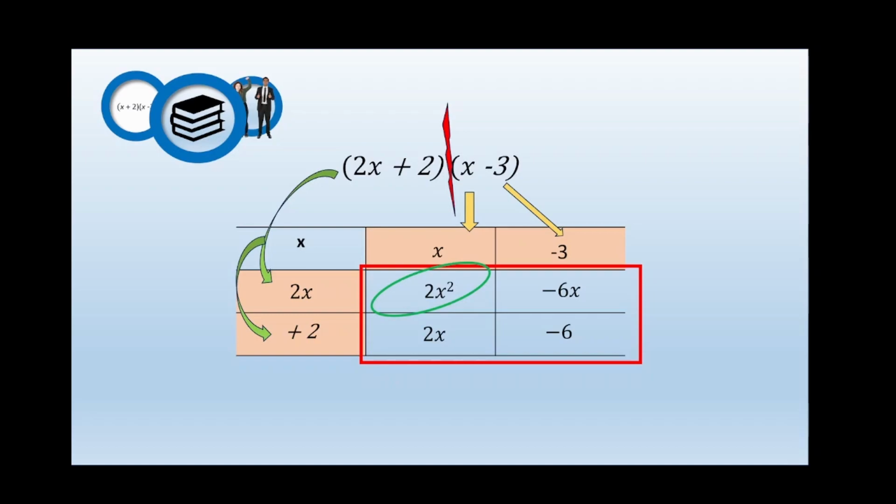How many x squareds have I got? I've just got 2x squared. How many x's have I got? Well, I've got 2x and I've got minus 6x. What if I collect them, what do they become? Well, it becomes minus 4x, and then I finally got the number minus 6 at the end. And again, that's it.